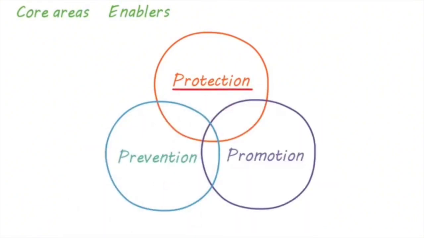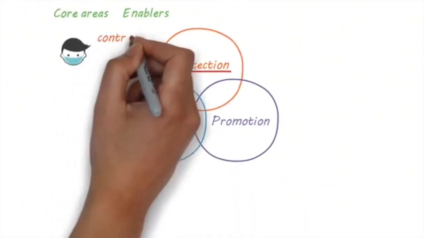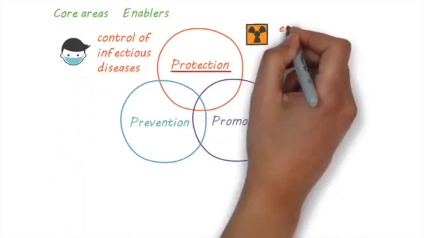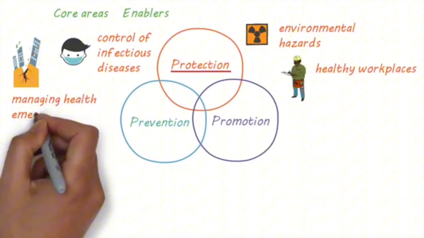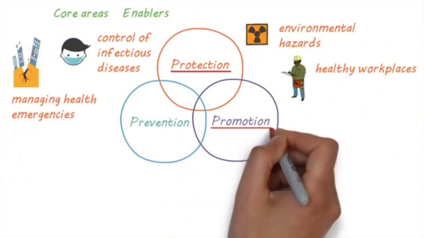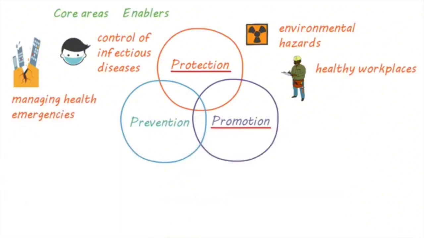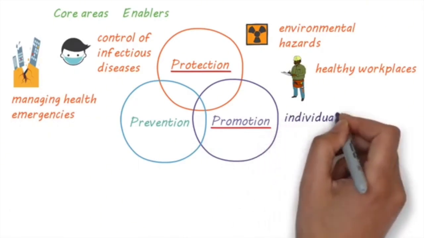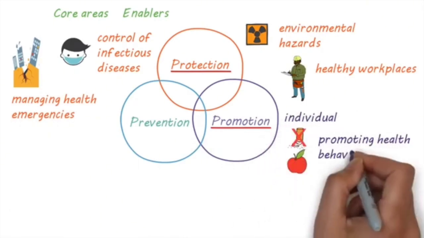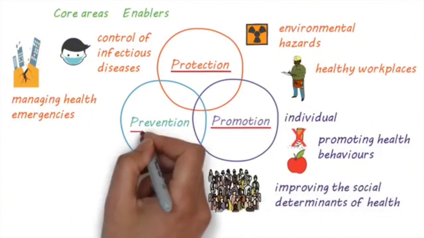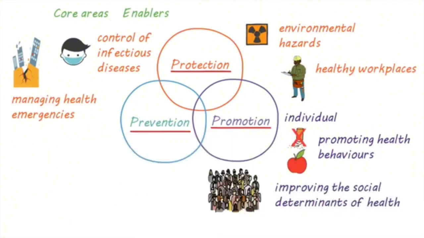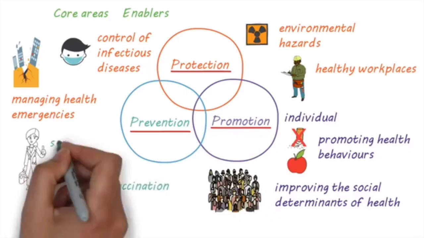Protection is about protecting the health of the population. This includes the control of infectious diseases, managing environmental hazards, ensuring a healthy workplace, and managing health emergencies. Promotion is about improving the health of the population. It covers a broad range of activities that not only focuses on the individual, like promoting health behaviors over a life course, it also focuses on improving the social determinants of health. Prevention is about preventing health issues before they occur. It includes activities such as vaccination and screening.